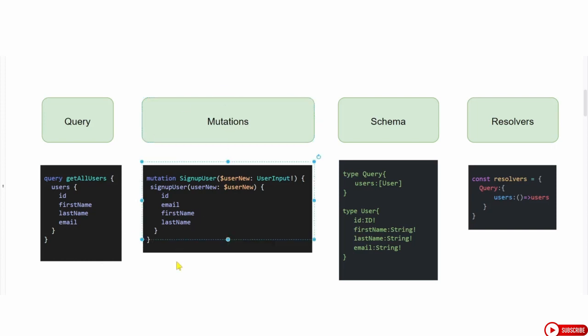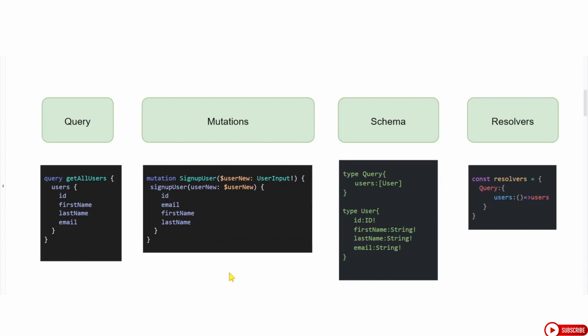So this is a typical syntax for mutation. Here we write the mutation keyword, and then we can give any unique name. By the way, this name is optional. Here in this query we have given the name getAllUsers. It is optional, but it's recommended to give a unique name. So in mutation also, after writing mutation, we give it a unique name.